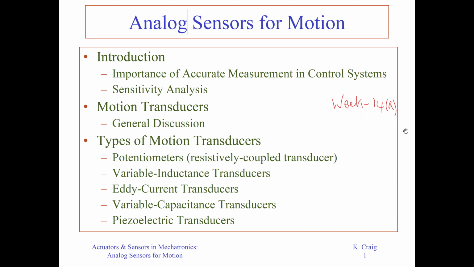Starting from this week, we are going to focus on mechatronic sensors, and mainly for motion. Motion has something linked to mechatronics. This is a fundamental part of the sensors. First of all, we are going to talk about those accuracies, those sensitivities about sensors. After that, we are going to talk generally about what motion transducers are, and then the types of motion transducers.